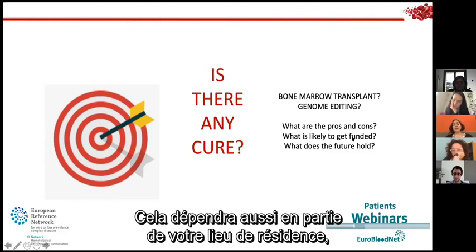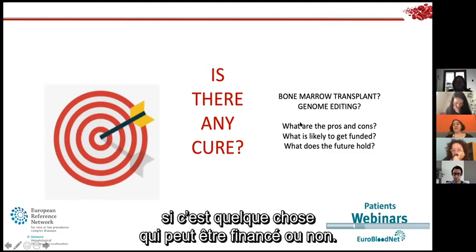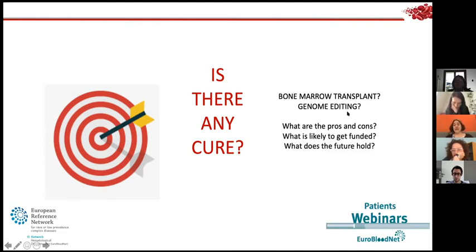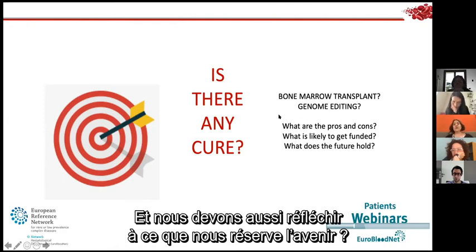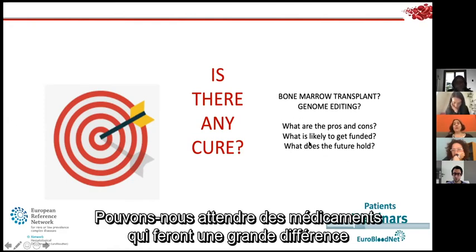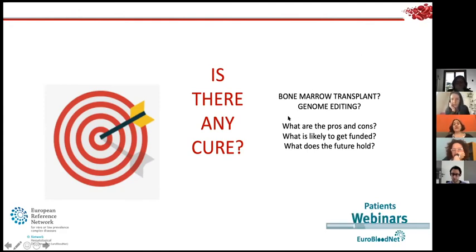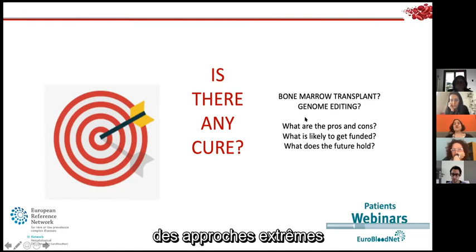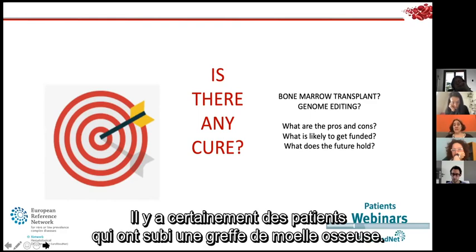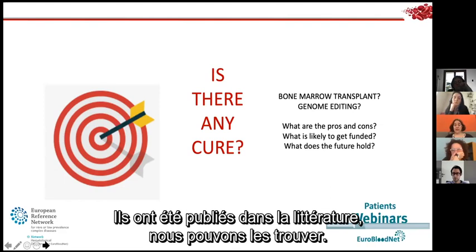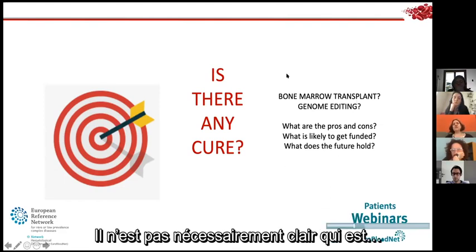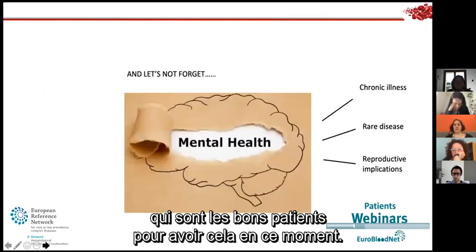It will also partly depend on where you live, whether this is something that can get funded or not. And also we have to think about, what does the future hold? Can we wait for some drugs that are going to make a big difference and not go for one of these more extreme approaches, such as the bone marrow transplant? There are definitely some patients who've had bone marrow transplants. They've been published in the literature. We can find them. It's not necessarily clear who are the right patients to have this at the moment.